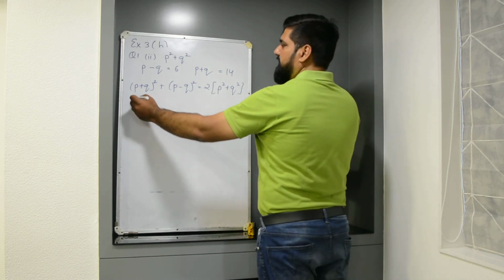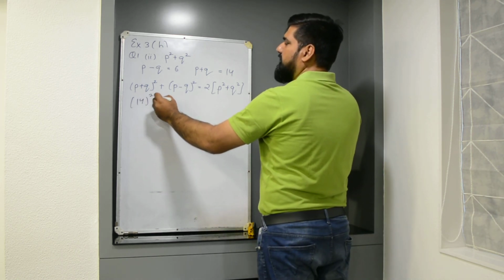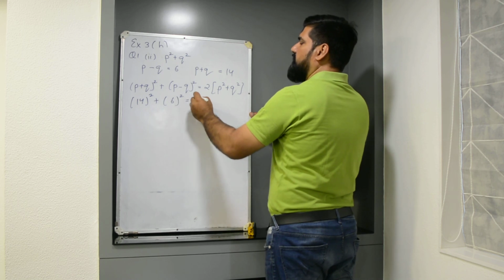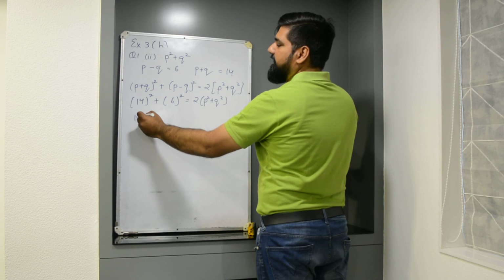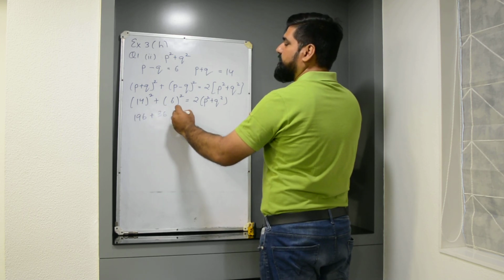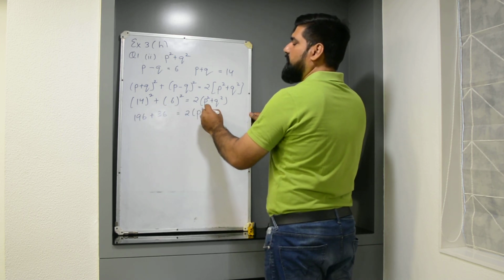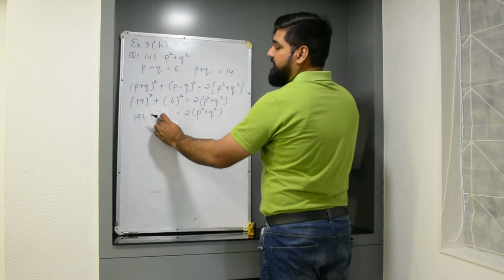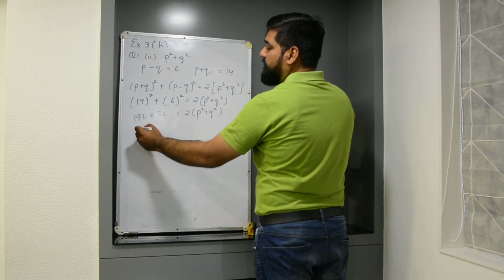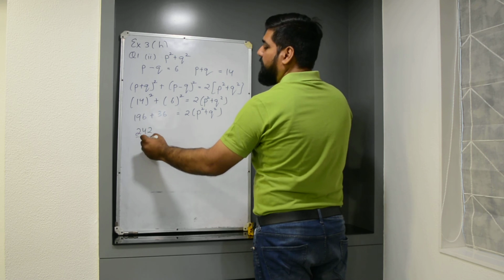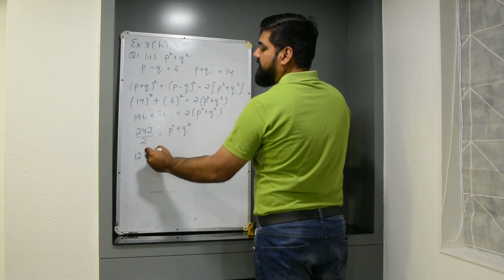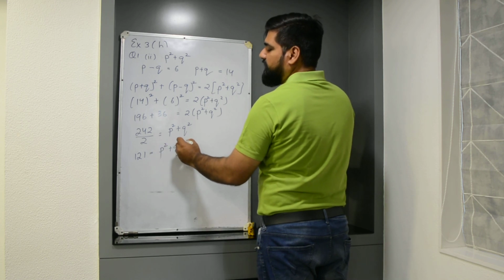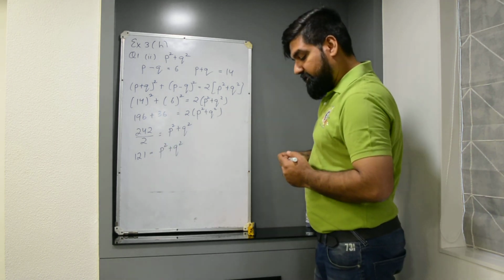So I can write this as 14 square plus 6 square is equal to 2 times p square plus q square. So this will be 196 plus 36 is equal to 2 times p square plus q square. 196 plus 36 will be equal to 242 upon 2 is equal to p square plus q square. So 121 is equal to p square plus q square. That's our final answer.